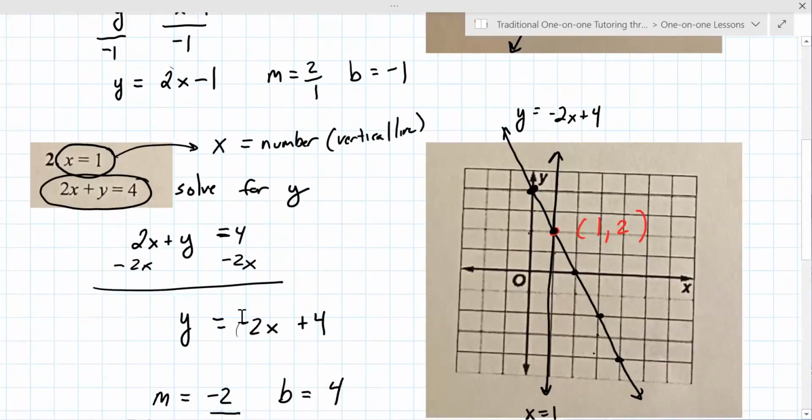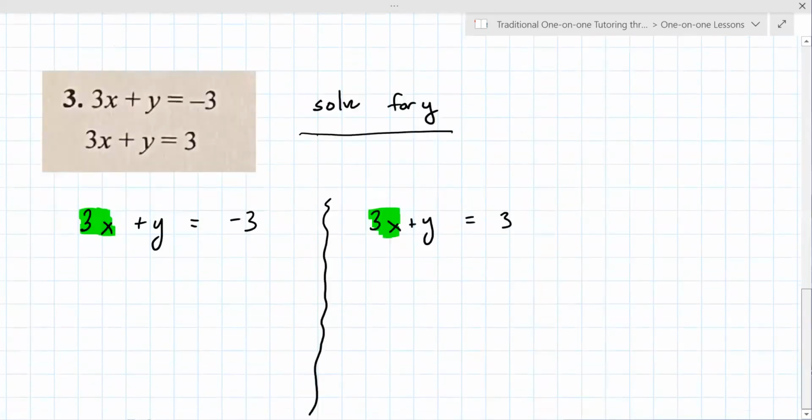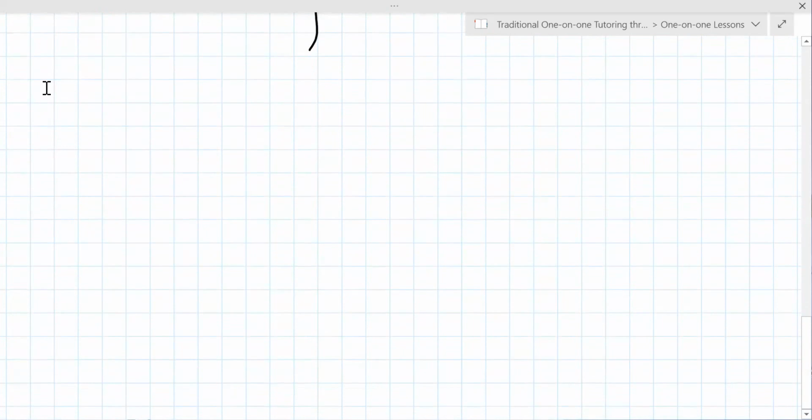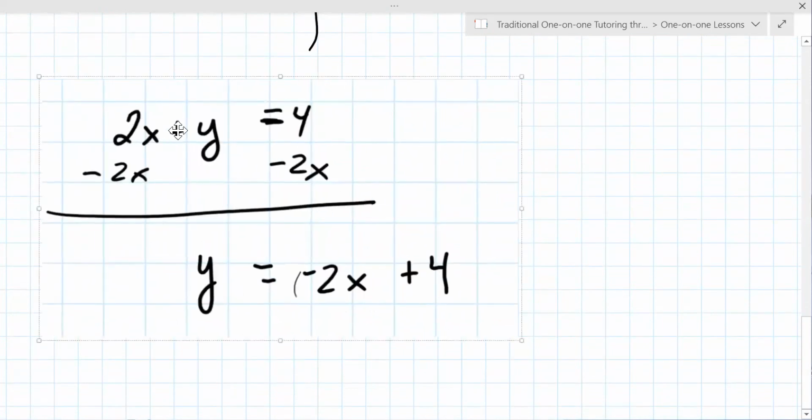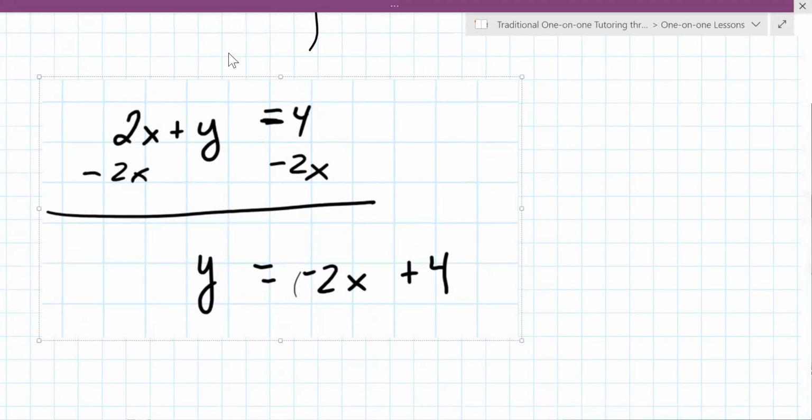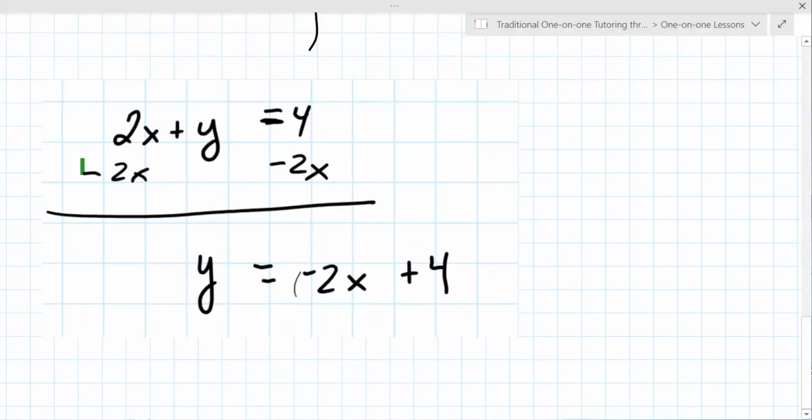Okay, so I'm going to grab the snipping tool. In the previous problem we did this. Let me snip this in down here. So in the previous problem, we started out with 2x plus y equals 4. What is this line below it? What does this line show right here? What is this?